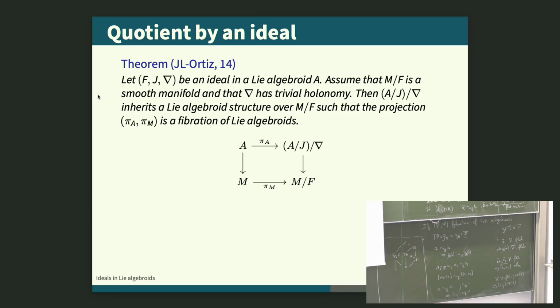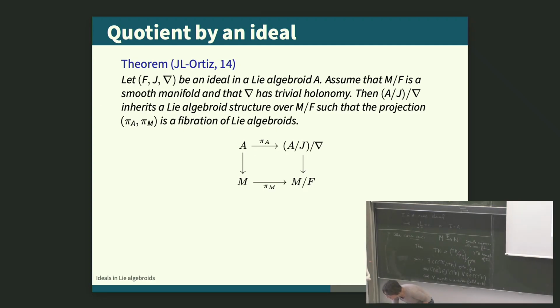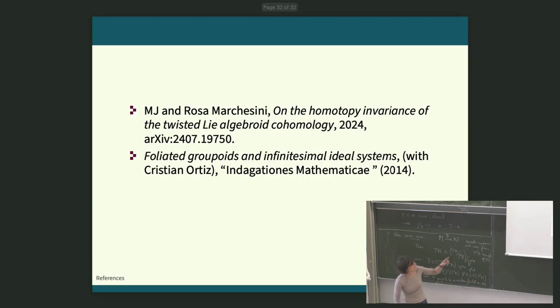Right, and then I knew that I would be right on time here, and that I would not have time to talk about the Atiyah class, but you never know. So we'll talk Thursday about obstructions to those structures. And here, the paper with Rosa about the first part is on arXiv since last year, and the rest was in foliated groupoids and infinitesimal ideal systems with Cristian Ortiz, which is only 11 years old.